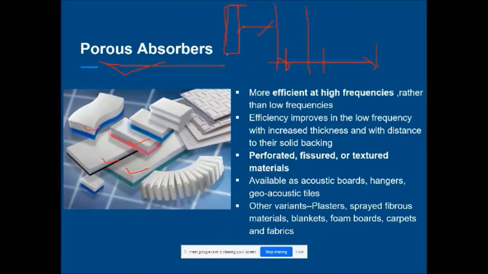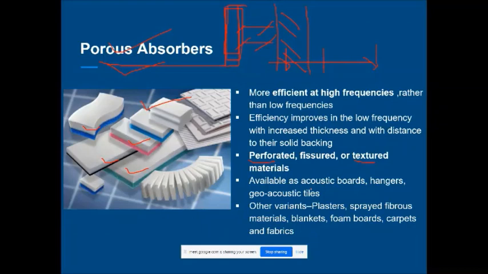Suppose this is a panel having porous absorber, and this is the wall, a brick wall or something, and we can provide an air gap. Then this will act well for low frequency. Otherwise, this is very good for high frequency and middle frequency, right? So these are perforated or textured materials. These are available as acoustic board or acoustic hanger, or geoacoustic tile also. We will see various kinds of fixing details also.